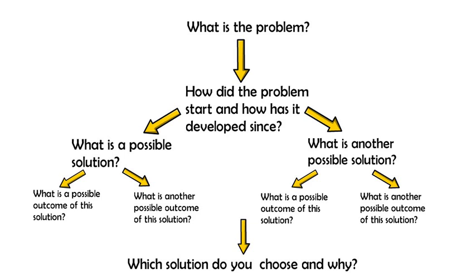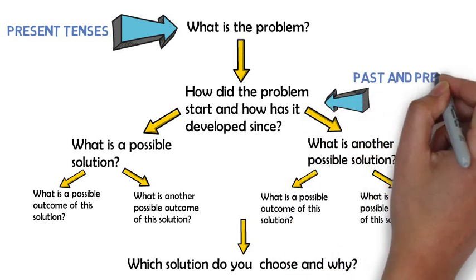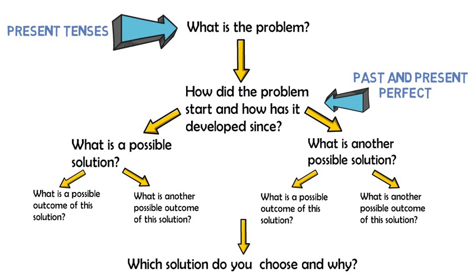Now, to illustrate the grammar and functions, I'm going to throw some more arrows and words on the board. But to be clear, these do not go on your classroom board, this is just for you guys. Okay, so the first question asks about a current situation. So to answer, students are going to use present tenses. The second question is in 2 parts. When students answer how did the problem begin, they're going to need past tenses. Then, and how has it developed since, is going to prompt the present perfect.